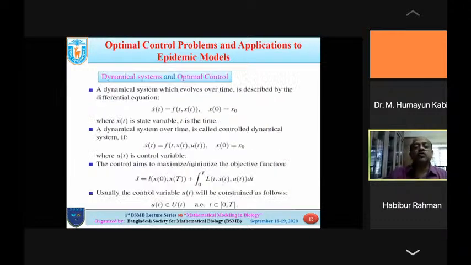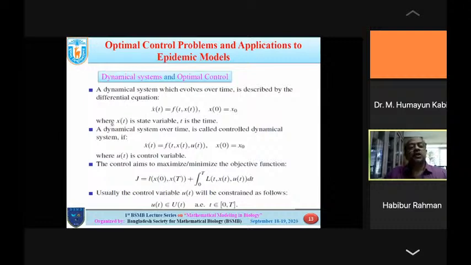You can see here now the connection between the dynamical system and optimal control. The dynamical system looks similar: x dot is a function of t and x, where x is called the state variable and it changes over time. That is, there is an evolution of the system over time. This is the dynamical system. We already discussed this one.